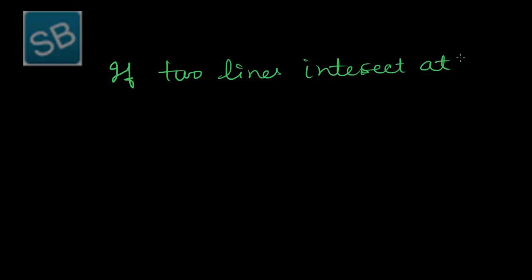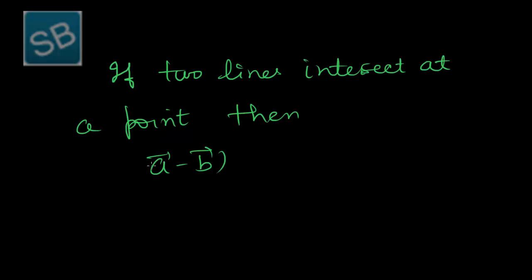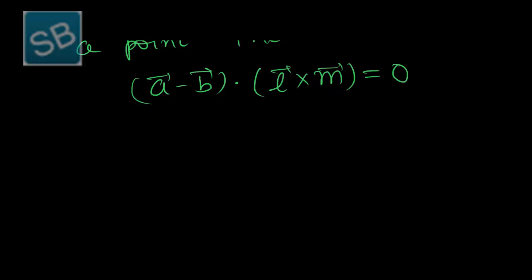That is, if two lines intersect at a point, then vector A minus vector B dot the cross product of L and M is equal to 0. If we write it in component form, let's see.